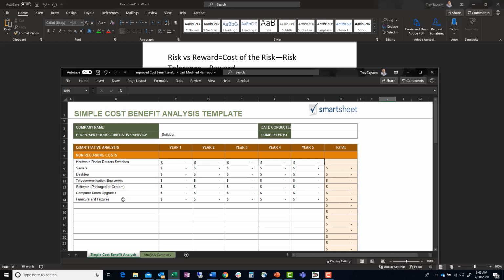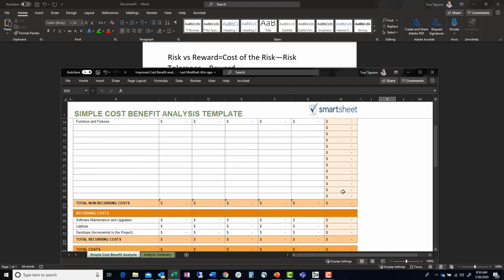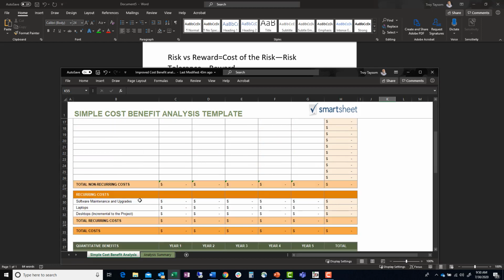And so you're going through and saying, okay, well, in the first year, we're going to buy one server. In the second year, we're not going to buy any. In the third year, we're going to buy another one. Desktops, every year, we're going to plan on buying 10. Maybe laptops, we're going to buy 25. And so you put those out there, and you come up with a total amount for non-reoccurring.